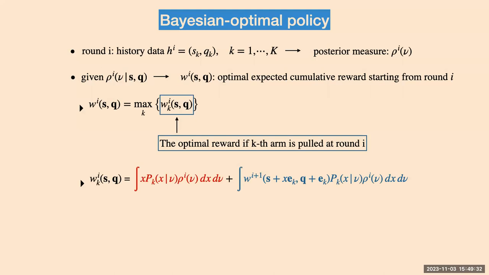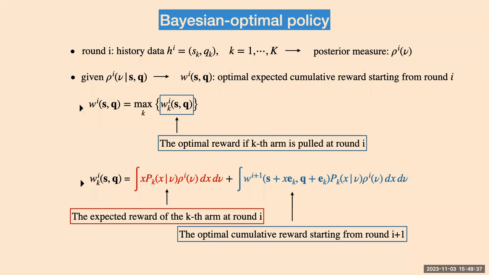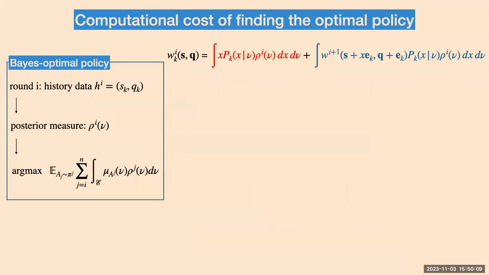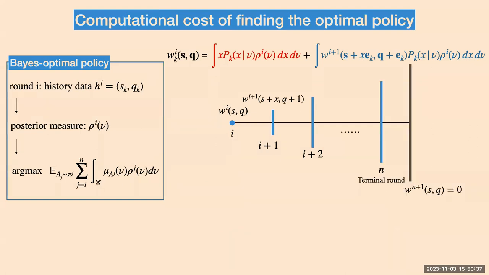Okay, and this omega_i^k can be divided into two terms. The first term is the expected reward of the k-th arm at round i, which is related to the current posterior measure and your probability density function. And the second term is the optimal cumulative reward starting from round i plus one. So you can see if I want to calculate the value at round i, I actually need to know the value at round i plus one for all the x, okay? And if I want to know the value at i plus one, then I need to know the value at i plus two, until you reach beyond the terminal round.